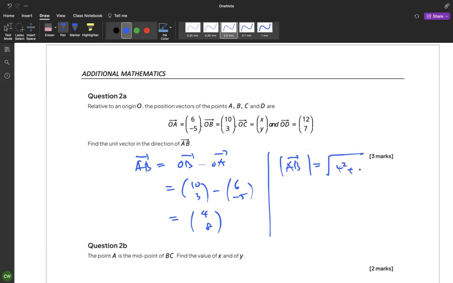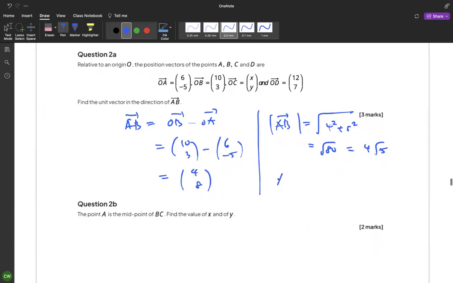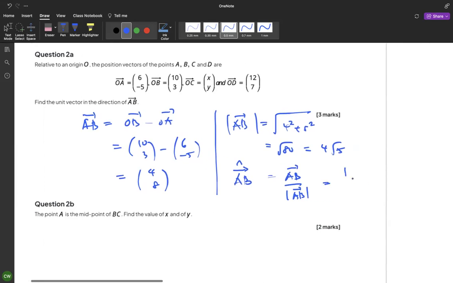Square root of 4 squared plus 8 squared. What is the value? Square root of 80. What is square root of 80? 4√5. Yeah, 4√5. And then you need to find the unit vector. Unit vector you can write in this form. Write an arrow and put a cap like that. This one means unit vector. So it's the vector itself divided by the magnitude of the vector. So this is 1 over 4√5 multiplied by 4, 8.